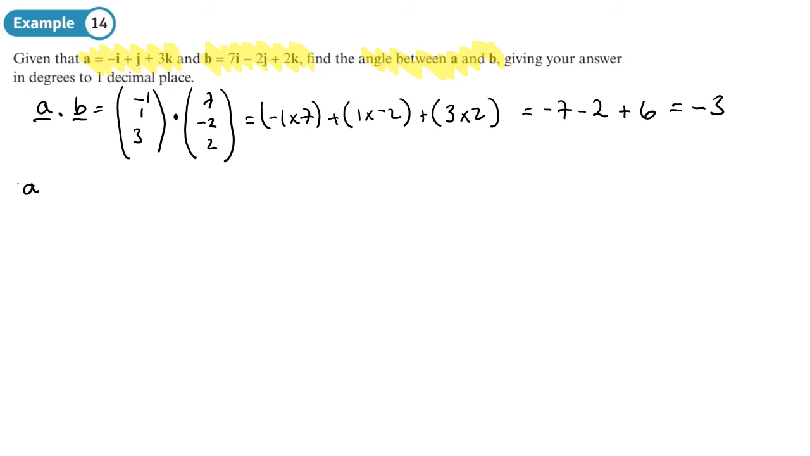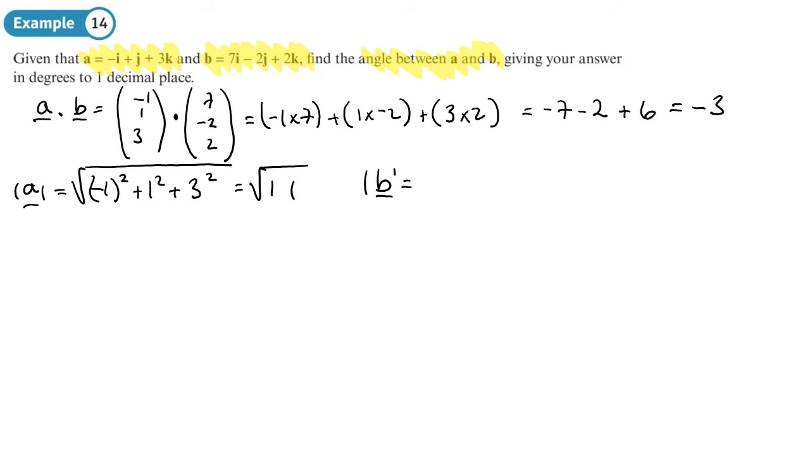So let's now find the length of A and the length of B. So the length of A will be the square root of -1 squared plus 1 squared plus 3 squared. So what will that be? 1 plus 1 plus 9, so that's 11. So root 11. Then vector B, the length of that vector, would be the square root of 7 squared plus -2 squared plus 2 squared. So it's going to be 49 plus 4 plus 4, so 49 plus 8, which is 57.